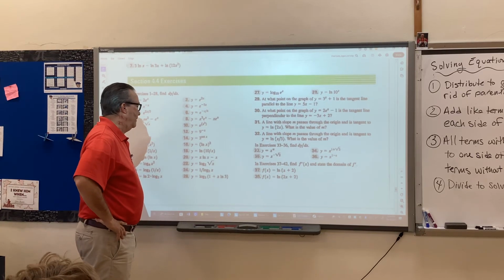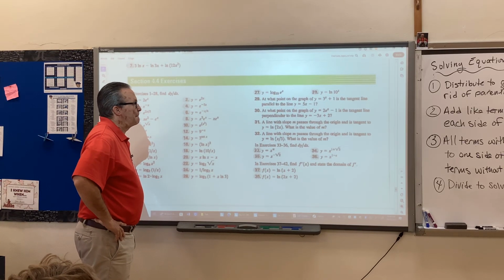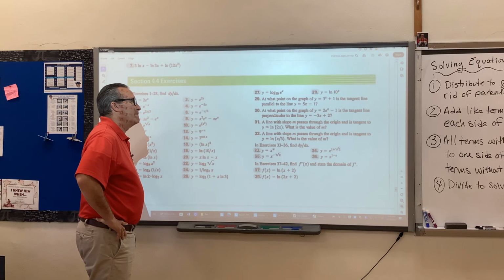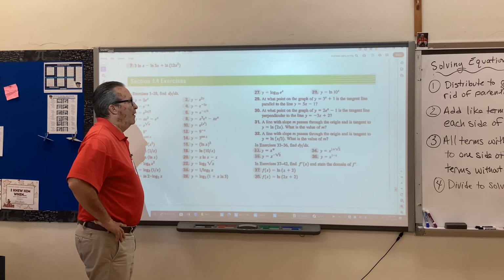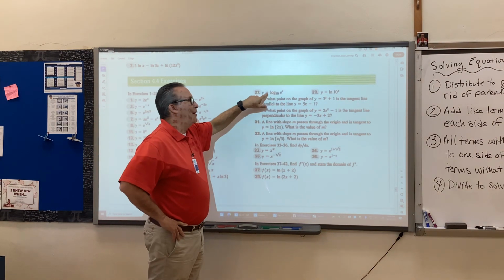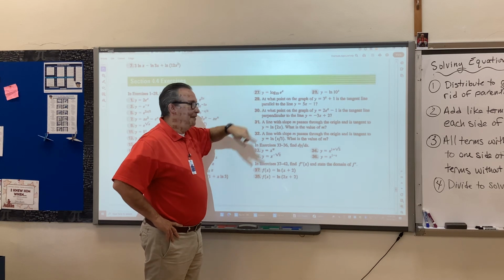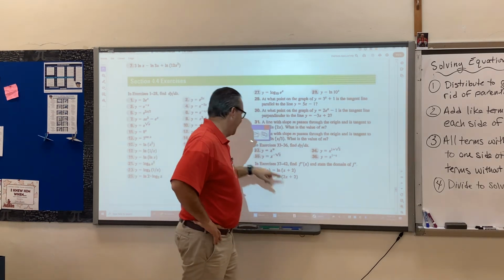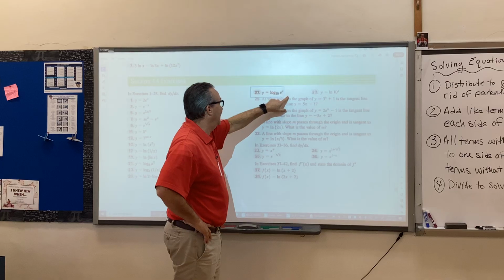27. It's a log, so you can move this x to the front. 27 is the easiest one all day.